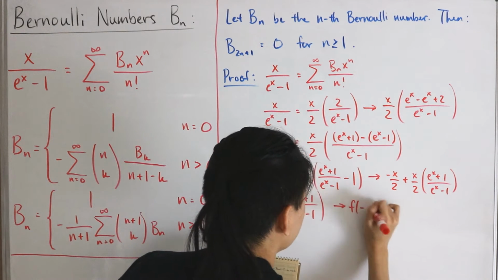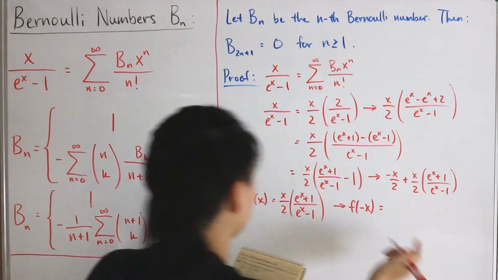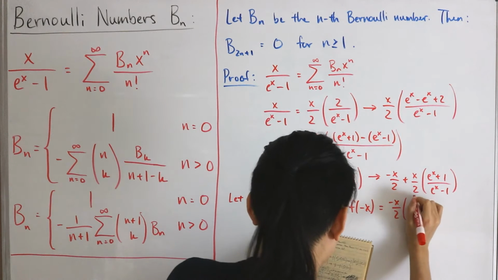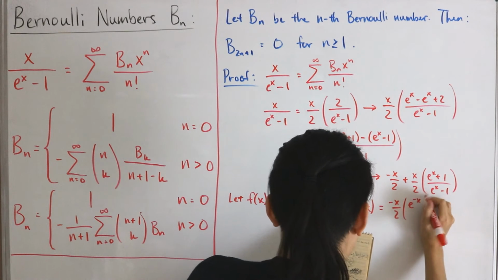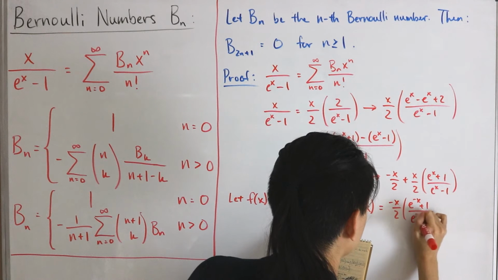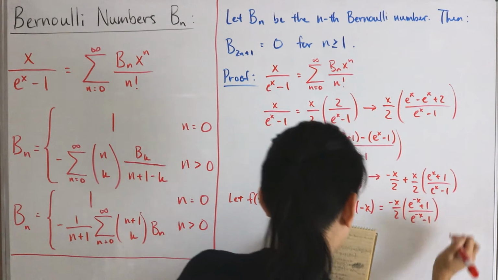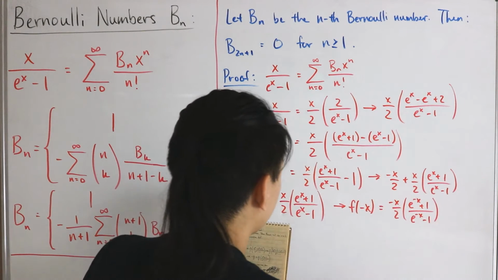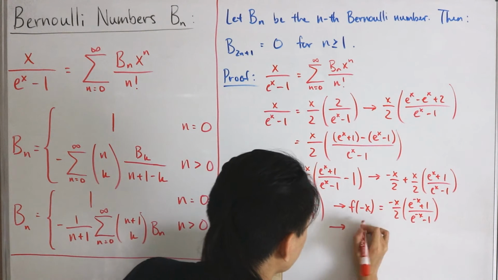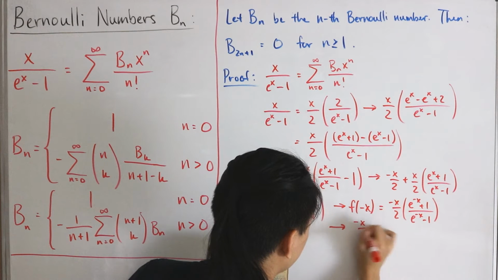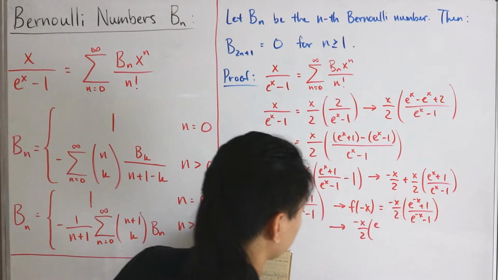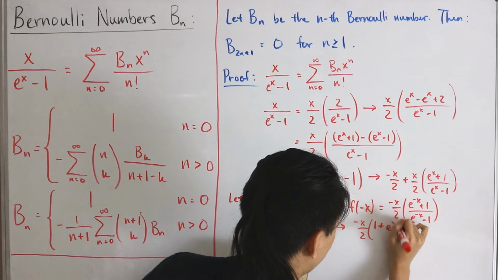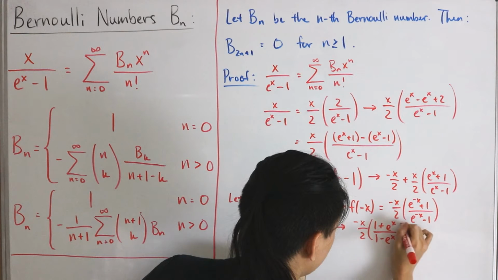So f of negative x is going to be, so just replace everything for x with negative x. So negative x divided by 2, and then I have e to the negative x, add this with 1, and then divided by e to the negative x subtract 1. And so next thing I'll do is I'll multiply e to the x to both the numerator and denominator. So then that means over here I have negative x divided by 2, and then this is going to be a 1 since I multiplied that. So I have 1 plus e to the x and then divided by 1 minus e to the x.